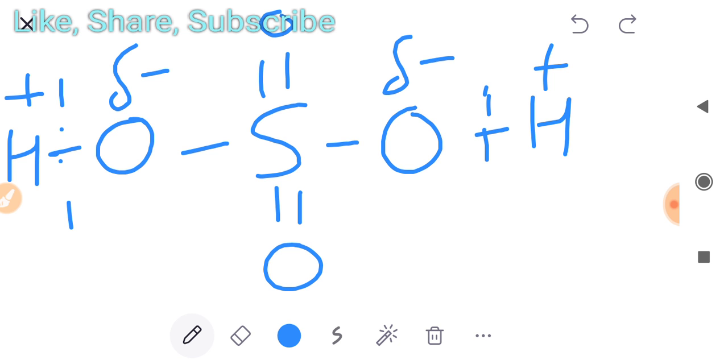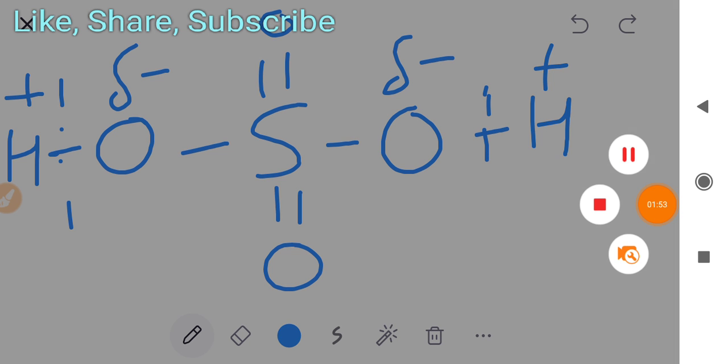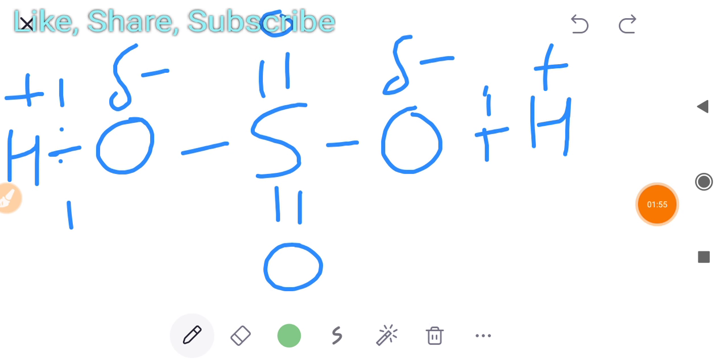So on the basis of this, what can we conclude? We can conclude its basicity, because the number of hydrogen atoms represents the basicity of any compound. Okay, so on the basis of the number of hydrogen atoms, can you tell me the basicity of H2SO4? The simple thing is that the number of hydrogen atoms here is 2.